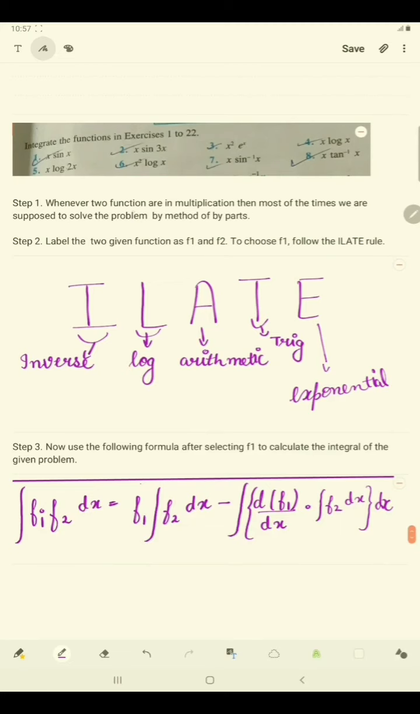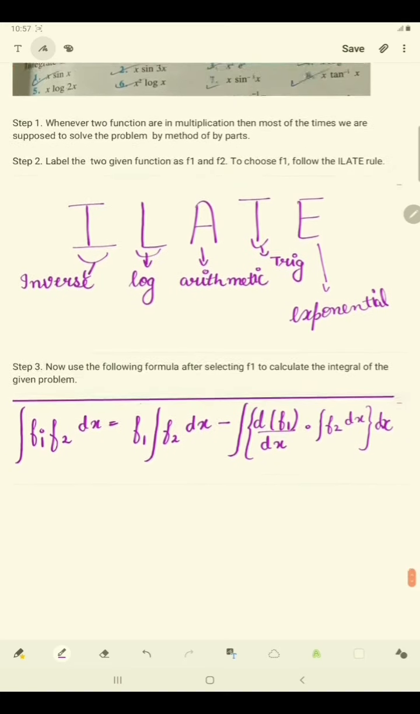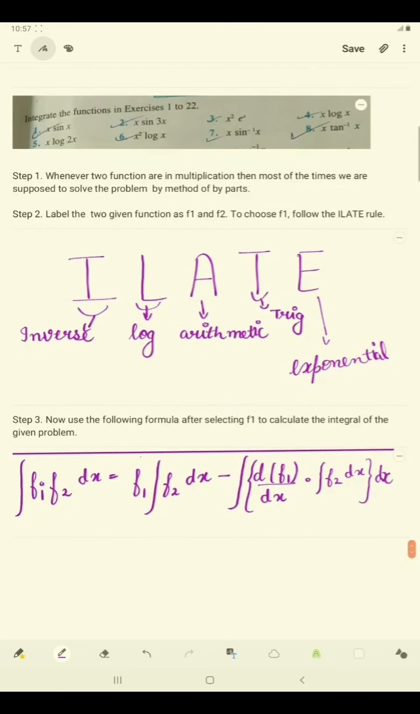Step 1 says that whenever two functions are in multiplication, then most of the time we are supposed to solve the question by the method of by parts. Step 2 says to label the two functions as f1 and f2. It's really important to choose the correct f1 and f2. You'll get to know about this later in the video.